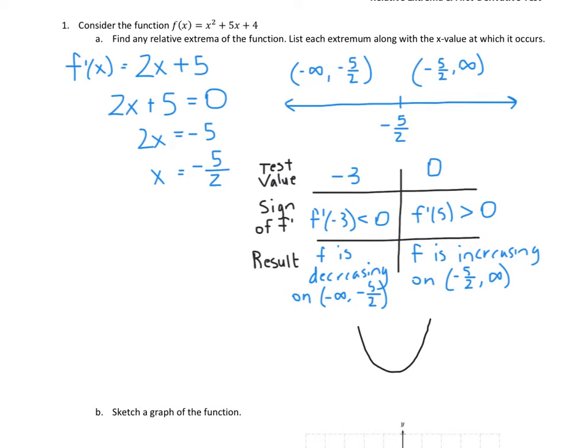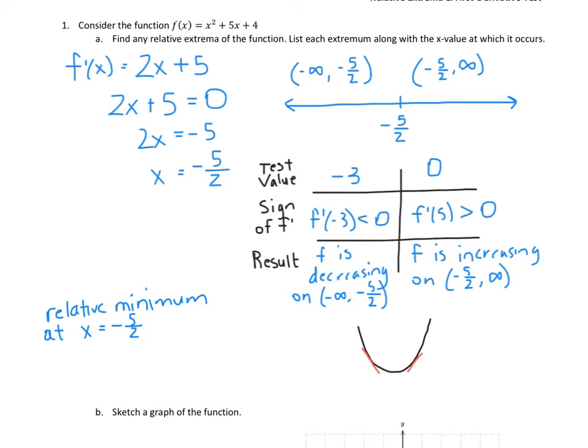Our derivative is negative. Now remember, the derivative is the slope of the tangent line. So as we are decreasing, our slopes of the tangent lines are negative. Those slopes are negative, so our function is decreasing. And then once we hit that critical point, it changes, and our function is increasing. We're going up as we move left to right. So the slopes of our tangent lines then become positive, and that's where we get the positive derivative. So our result here is that we have a relative minimum at x equal negative 5 halves, because our derivative went from negative to positive, so our function is going from decreasing to increasing.